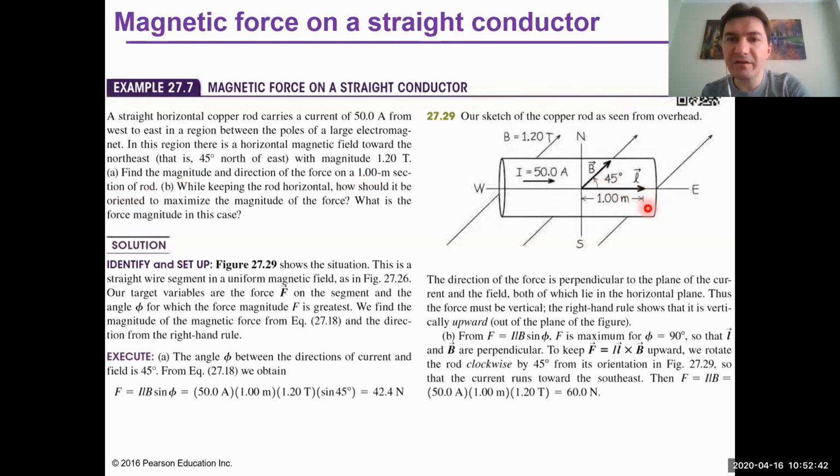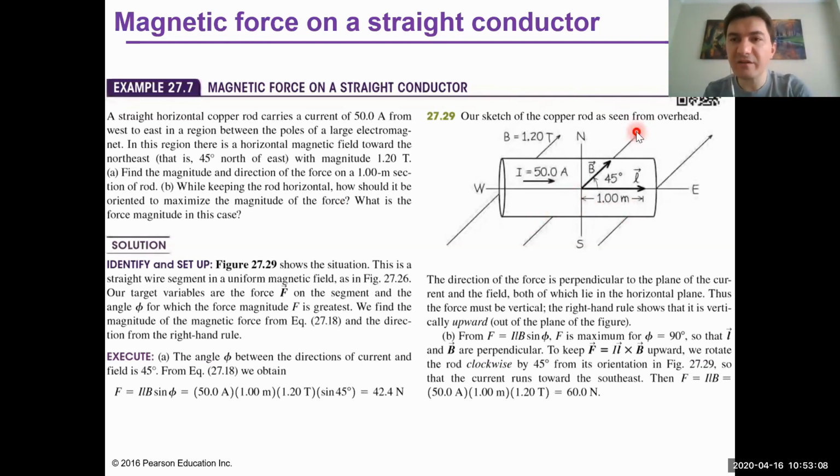So this is the length of the rod. Just choose 1 meter on that conducting rod, okay? So then calculate the magnetic force due to that magnetic field. While keeping the rod horizontal, how should it be oriented to maximize the magnitude of the force? So here we will have a certain force due to the magnetic field.